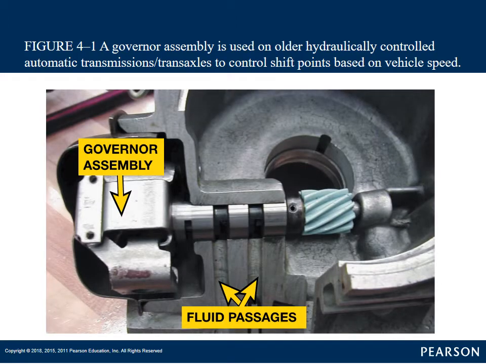Here's a picture of a governor. This is a typical governor that GM used for a long time. If you look on the right side, that's a gear. There is a gear on the output shaft that meshes with this gear on the governor, and that turns the governor. That whole governor assembly moves.